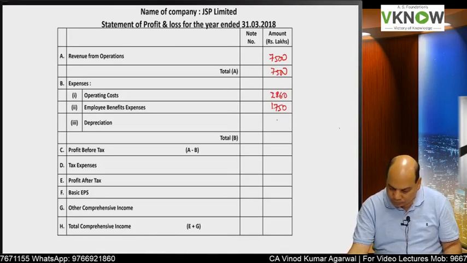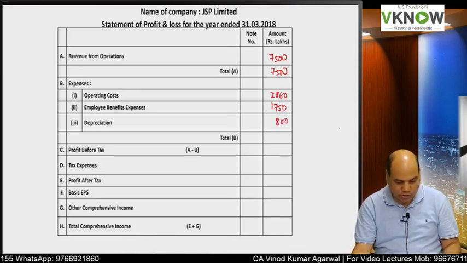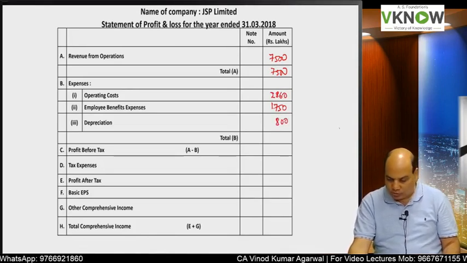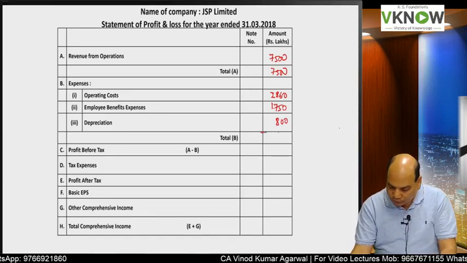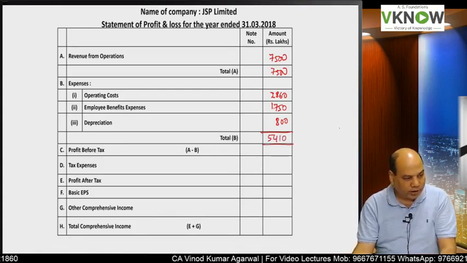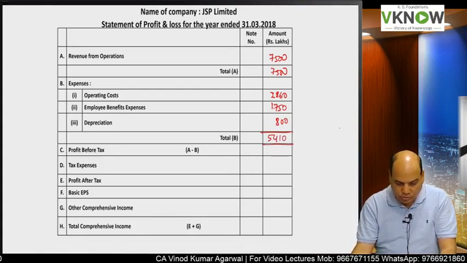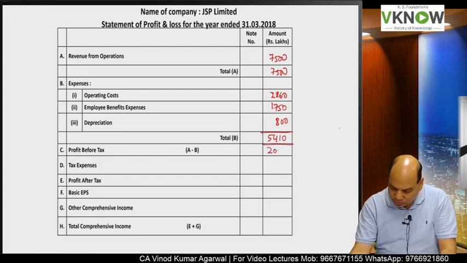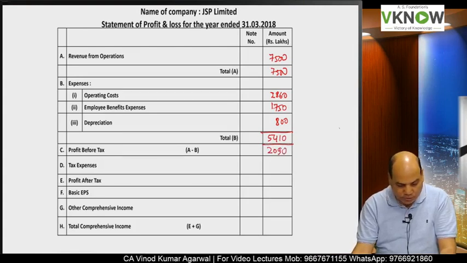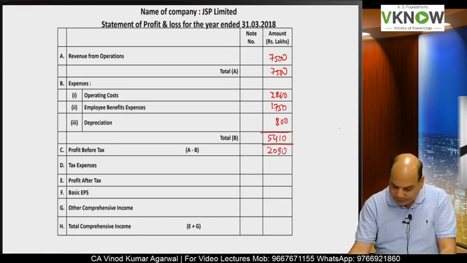Depreciation 800 because there is no adjustment. So we can take the total of expense, it will be the same 5410. Profit before tax 20, same answer. Tax expense, how much is given in the question? 510.